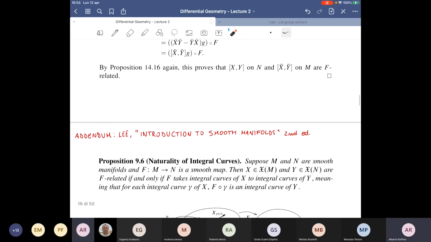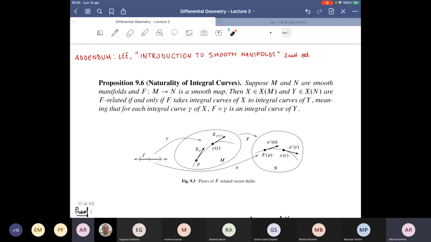I added such a result that I think is a nice result. It does not appear in the book. And it is a kind of naturality also of integral curves. So another nice result, this is taken from the book by Lee.